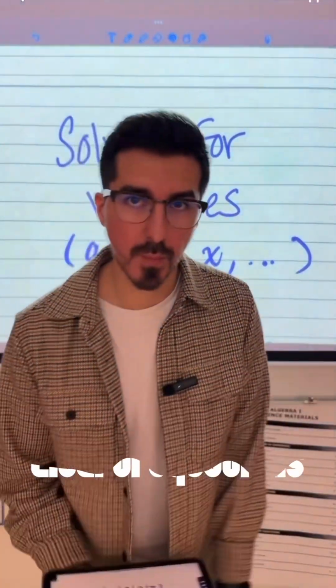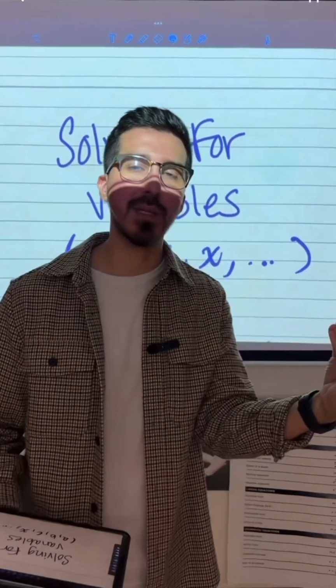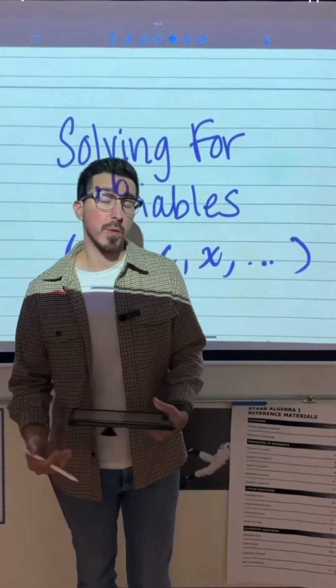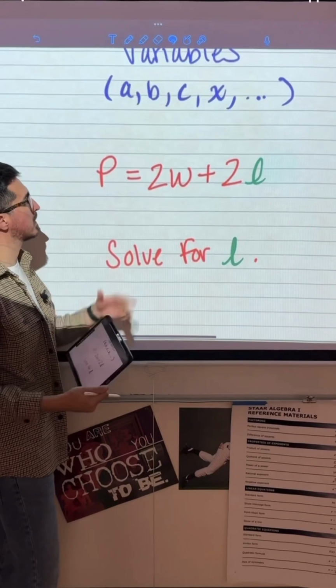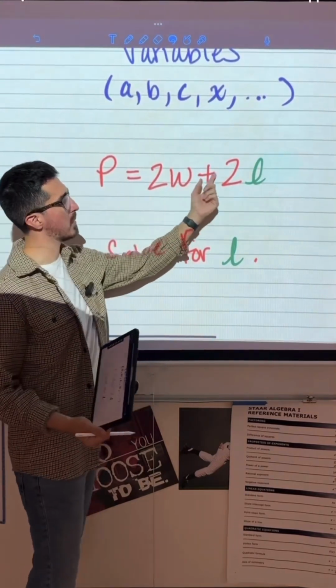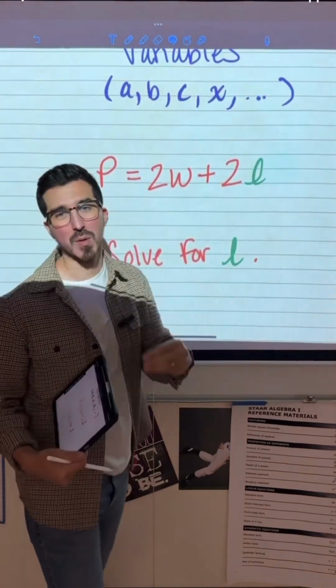All right, solving for variables. Now, these are what we call literal equations, when you're actually solving for a letter instead of an actual number. Here we go. So for instance, let's say I'm giving you this formula right here, find perimeter, where P is equal to 2w plus 2l. Now we're solving for L, so I need to get that L by itself. So how do we do that?